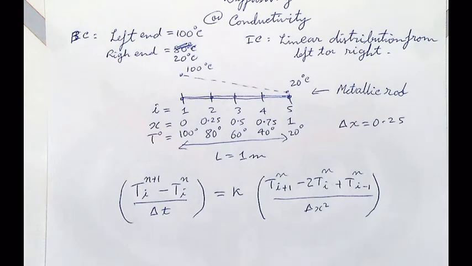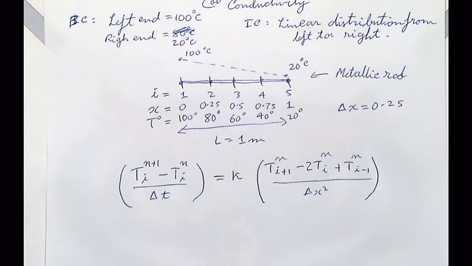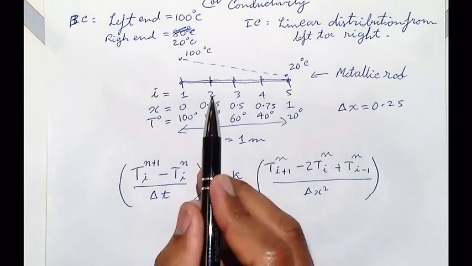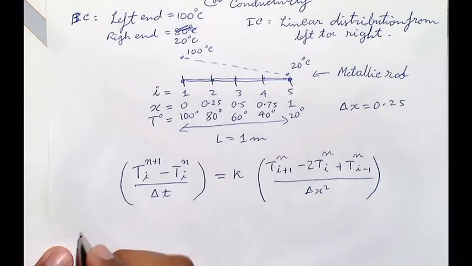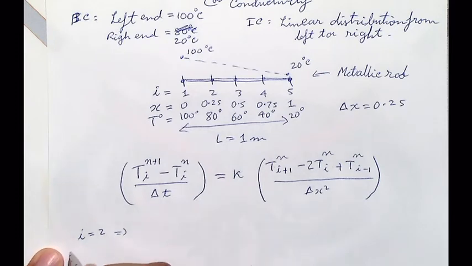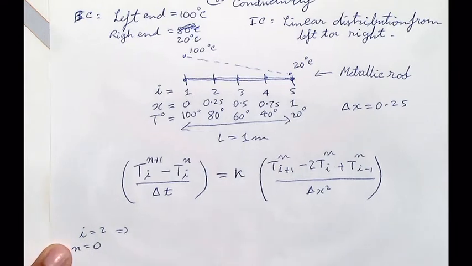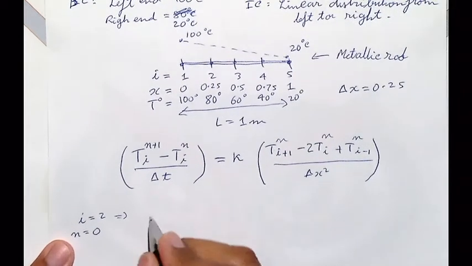Okay, so let's take an example, and write it out explicitly. Let's say for i equal 2 and n equals 0, okay? I will let you tell me how to fill it in. You dictate and I will write. So, go.